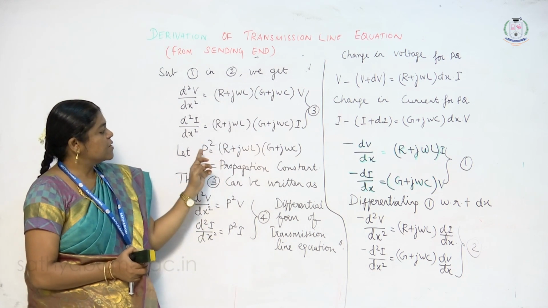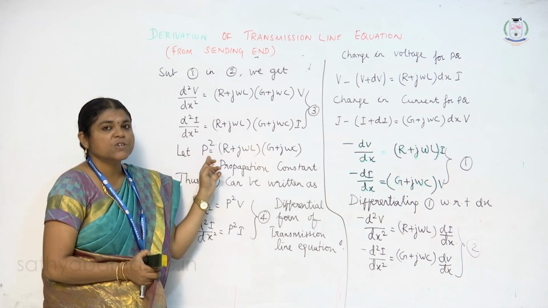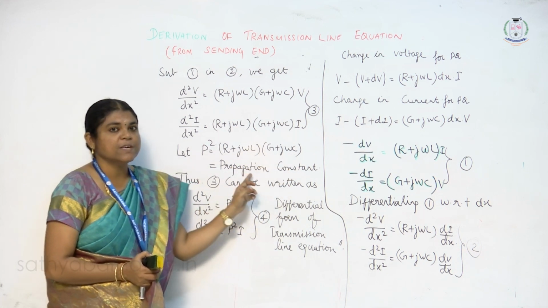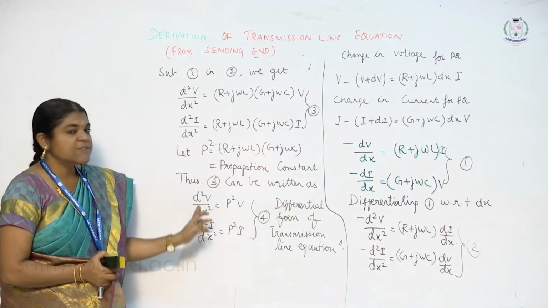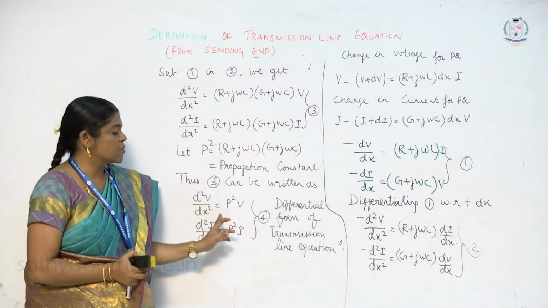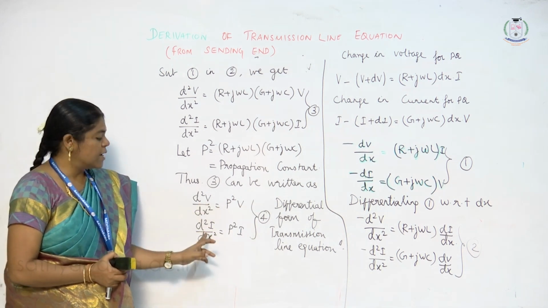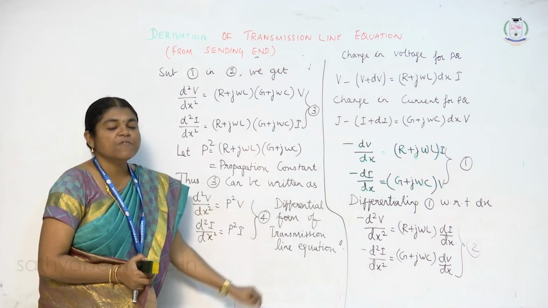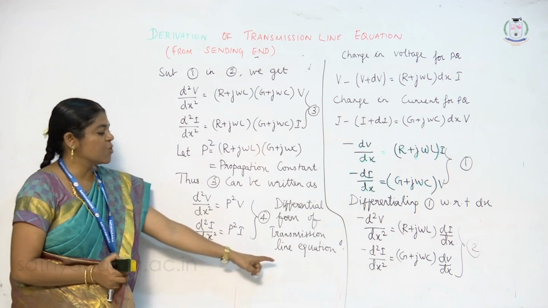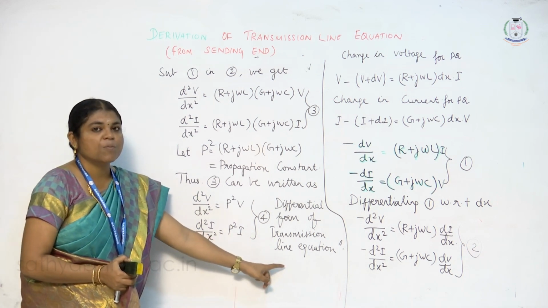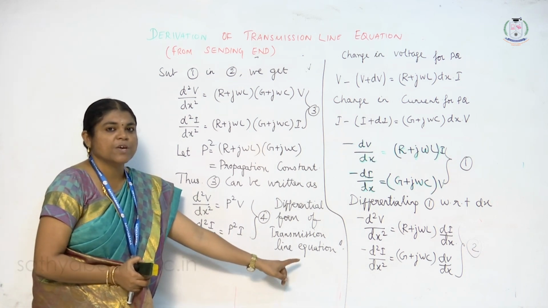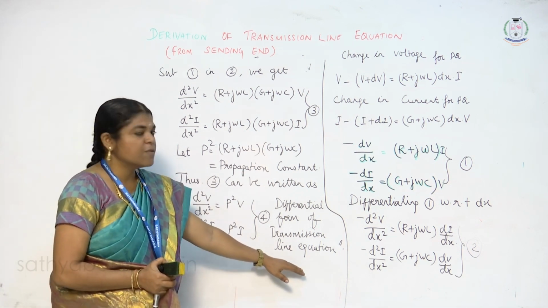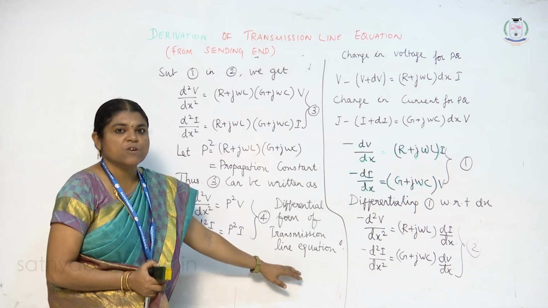If I substitute the propagation constant p squared as (r plus j omega l) into (g plus j omega c), I get an equation. So, this equation, that is d squared V by dx squared is equal to p squared V and d squared I by dx squared is equal to p squared I, is called the differential form of the transmission line equation. So, this differential form of equation is one form of equation of a transmission line which we will be using for obtaining the general solution.